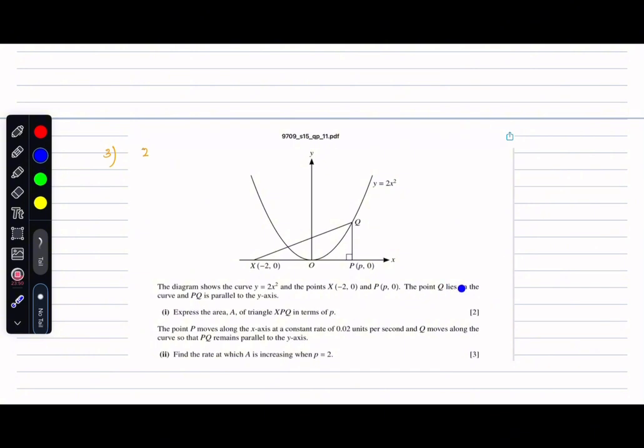The point Q here lies on the curve, and PQ is parallel to the y-axis. So express the area of the triangle XPQ in terms of p.